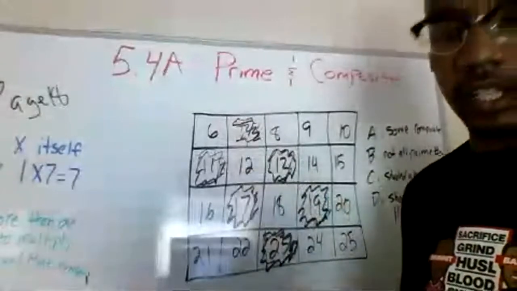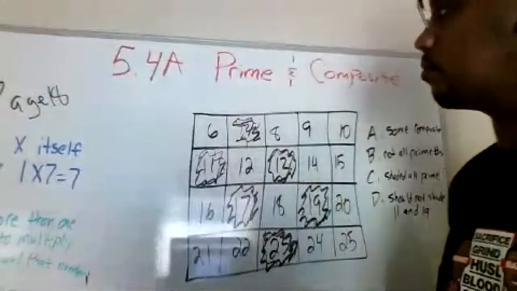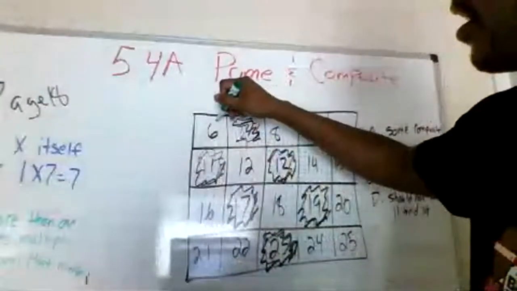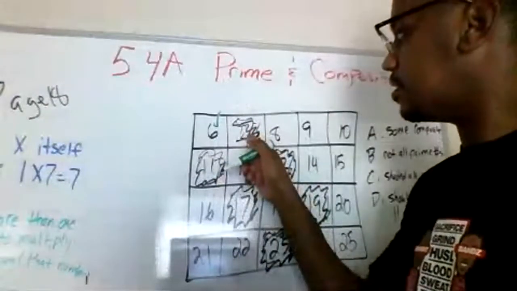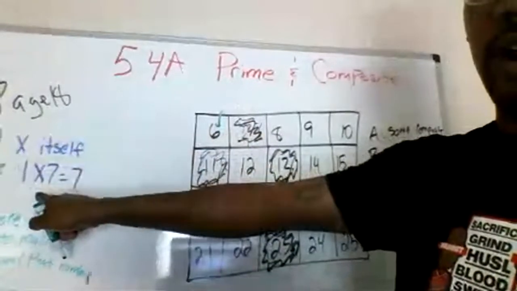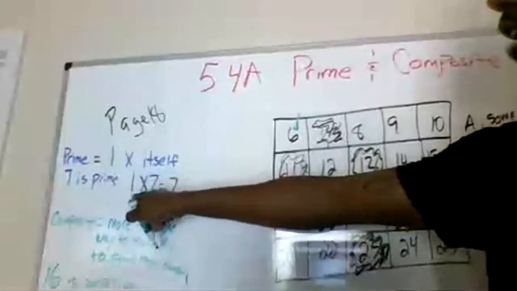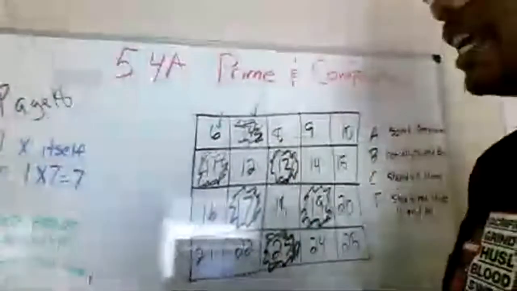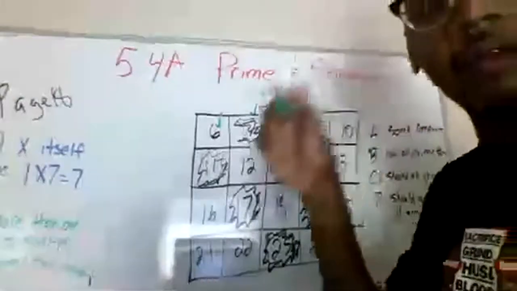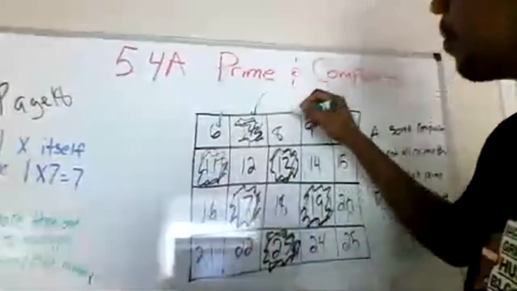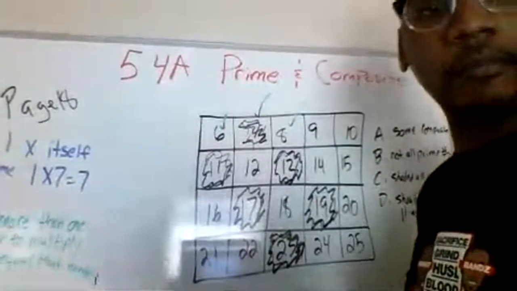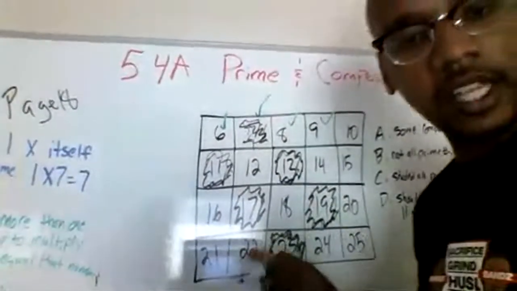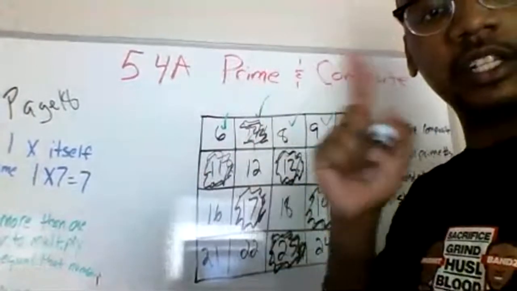Now, 6 is composite because I have 1 times 6 and 2 times 3. So 6 is good. It shouldn't be shaded. 7, you already know, 7 is prime because you only have 1 times 7. So she shaded it. That's good. 8 is composite. 1 times 8, 2 times 4. 9 is composite. 1 times 9, 3 times 3. 10 is composite. 1 times 10, 2 times 5.